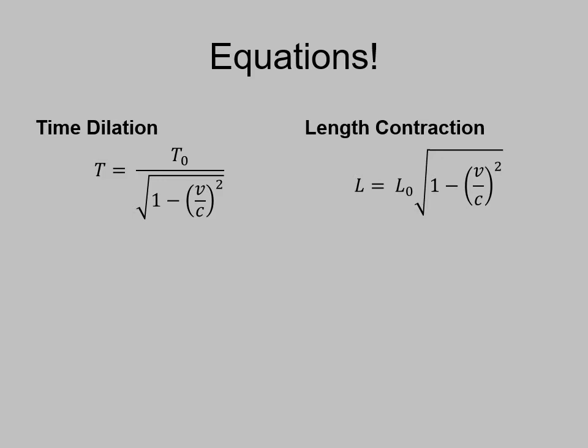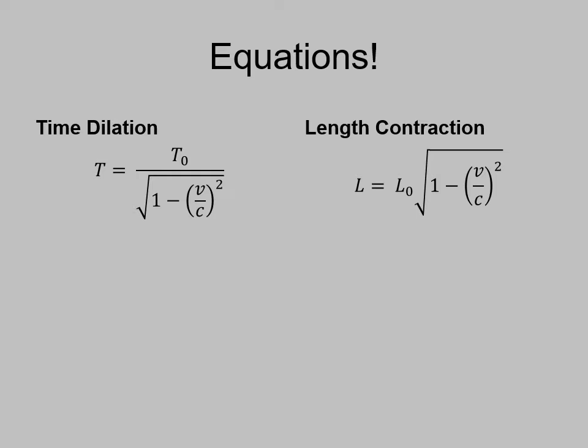And so what does this mean? Well, if you're going very, very slow, V is a small number compared to C. C is the speed of light. That's very, very fast. So most of the time, a small number divided by a big number is real close to zero. Real close to zero squared is even closer to zero. So 1 minus something really close to zero is really close to 1. The square root of 1 is 1. And so T equals T naught. If you're going very slow, L equals L naught. L naught is how long something is if it's sitting still. T naught is how long something takes if it's sitting still.